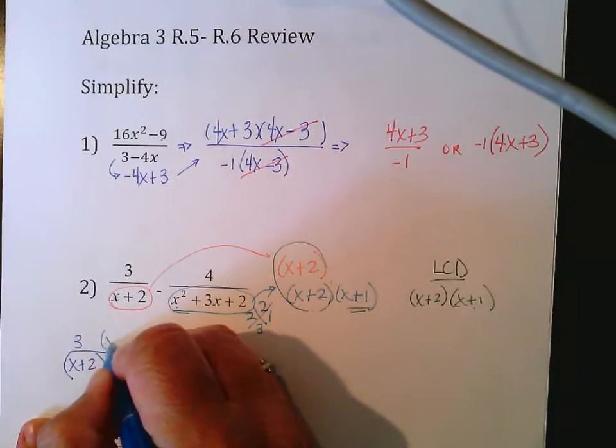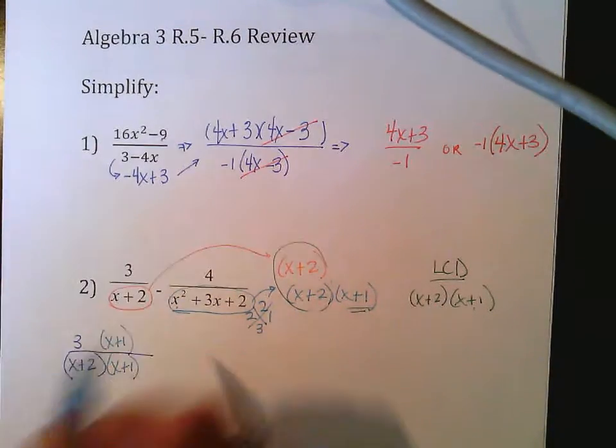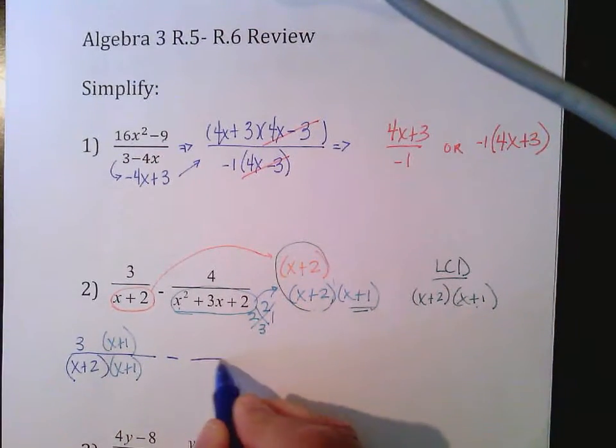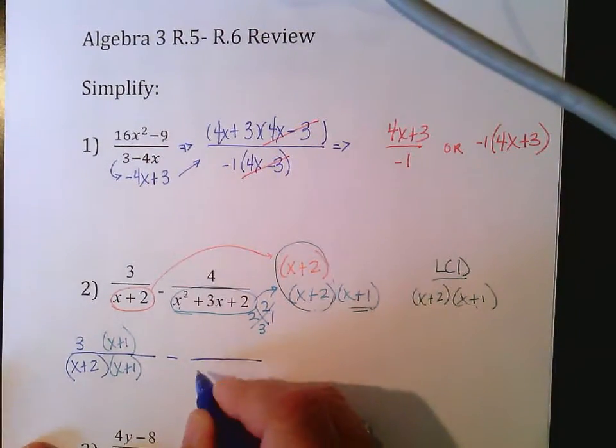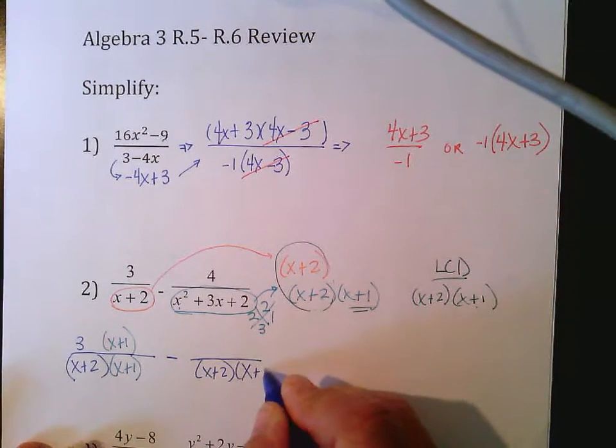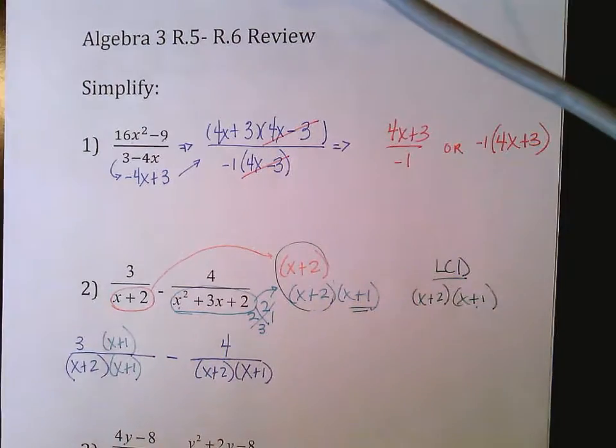But whatever you do on the bottom, you also have to do on top. This is subtraction, so we're going to have to be really careful of that. And then on the bottom, we have x plus 2, x plus 1. And we don't have to do anything with that, so there's nothing to multiply on the top because there's nothing that you need to multiply on the bottom.